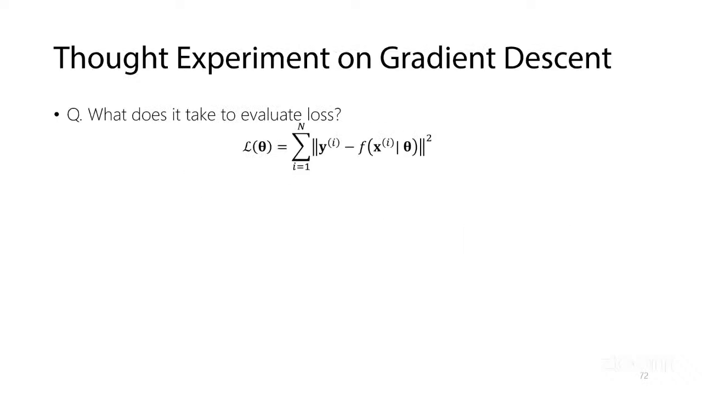So consider this problem again. We have a loss function. We have a model f, and for a given input x, f will produce some output, and that output gets compared with the ground truth. Your goal is to minimize the discrepancy between the model prediction and the ground truth. You're hearing this over and over again. Now we have a data set of size n. What does it take to evaluate the loss, computationally speaking?